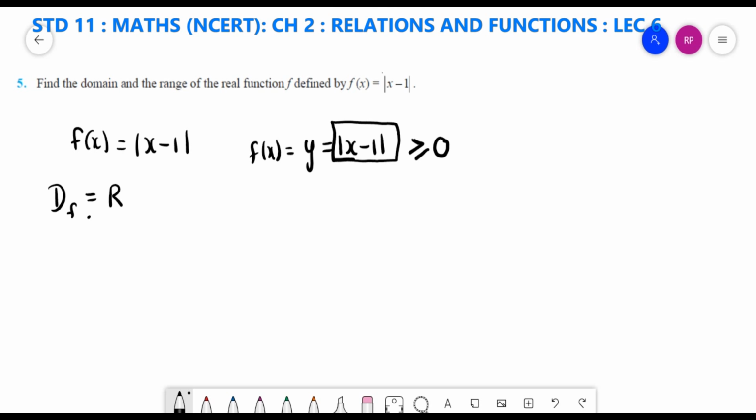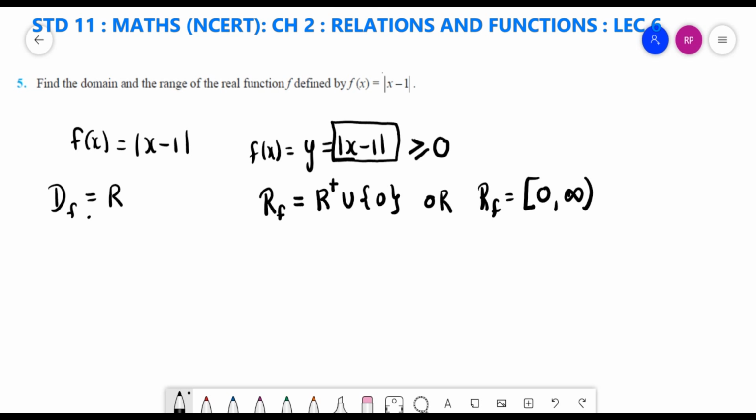Modulus will be positive, but if I take x equal to 1, then 1 minus 1 is 0. At that time it will be equal to 0, but it cannot have a negative value. So from this we can say that the range of the function is always positive. I can write it down as R plus union 0. R plus means all the positive real numbers, union 0. Or I can also write it this way: the range of f is from the minimum value 0 to infinity. Clear? So note down question number 5.